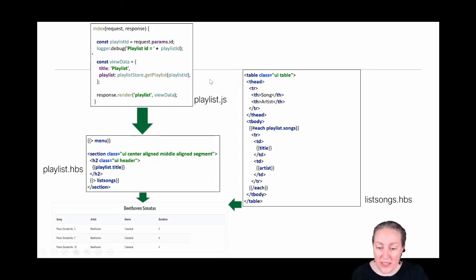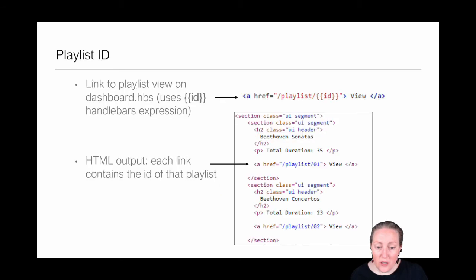And lastly then, all these pieces will build together to create the playlist view. So the playlist.js controller, playlist HBS, and that will pull in list songs HBS as well. Okay, and lastly, just to recap on the playlist ID, I'll follow through again how that works, because it's important to understand how this gets passed through from the view all the way to the route, to the controller, to the model, and so on.